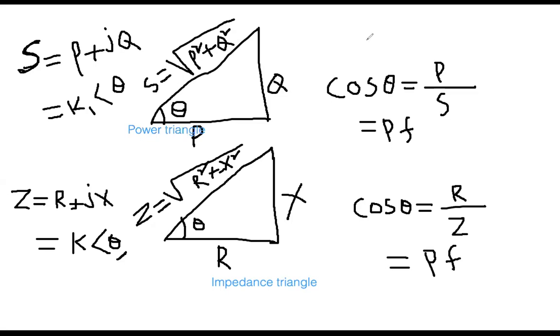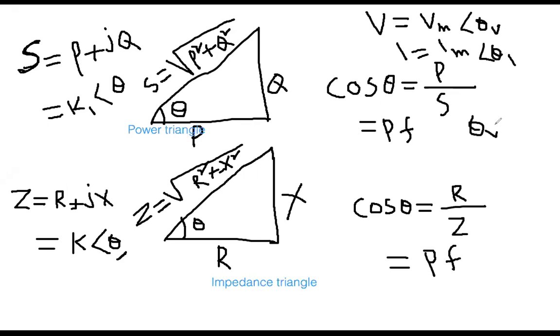And also, as I told you, if you have the voltage expression, for example Vm at angle theta V, and the current I equal to Im at angle theta I, then if you just subtract this angle from this angle, theta V minus theta I, and take its cosine, in all cases you will be getting the same result. So it depends on the situation.